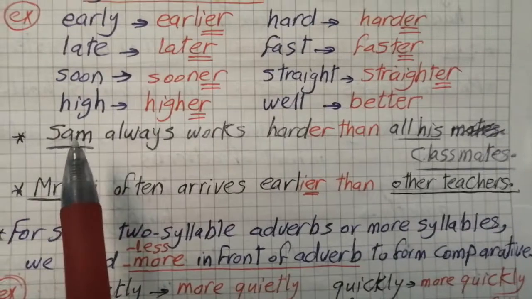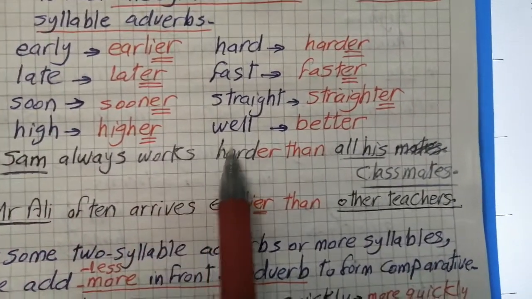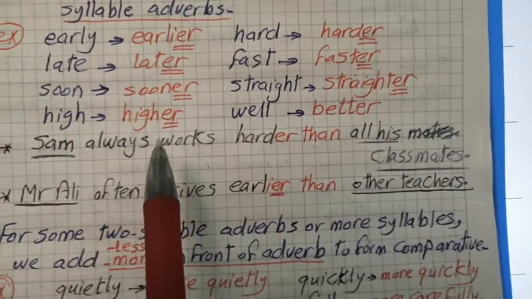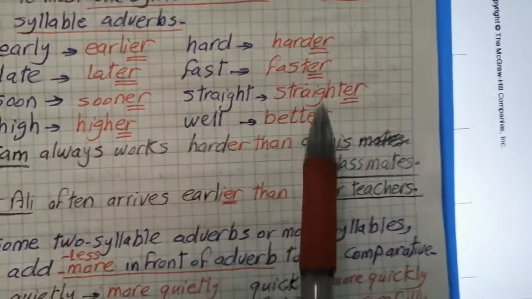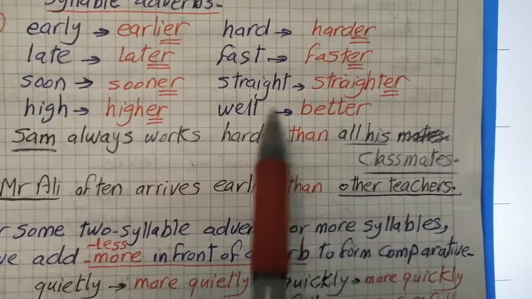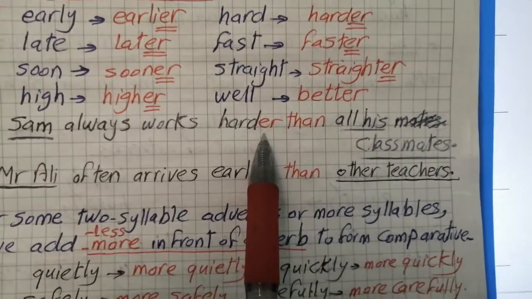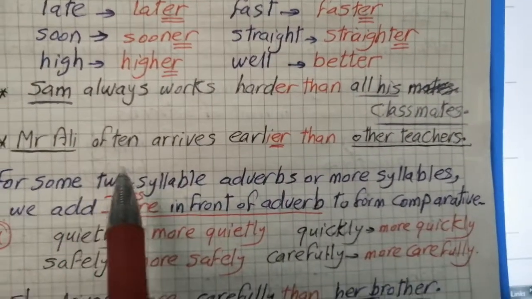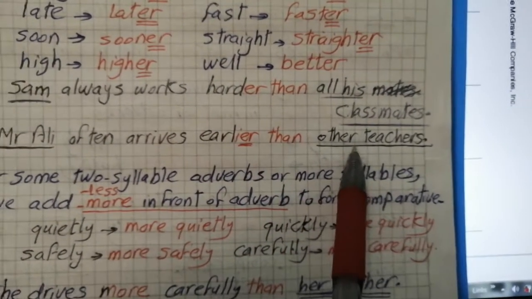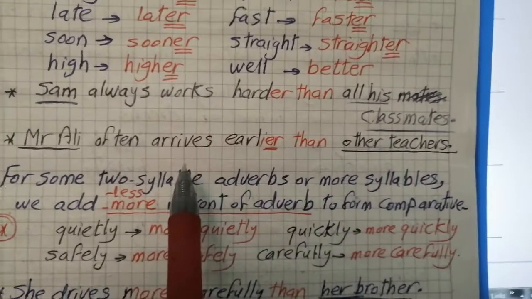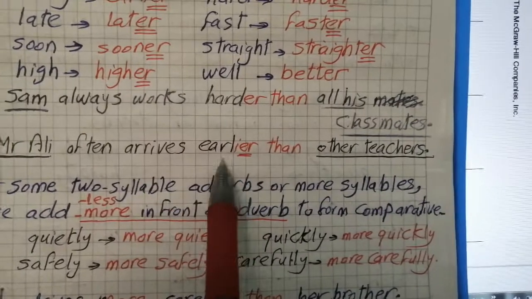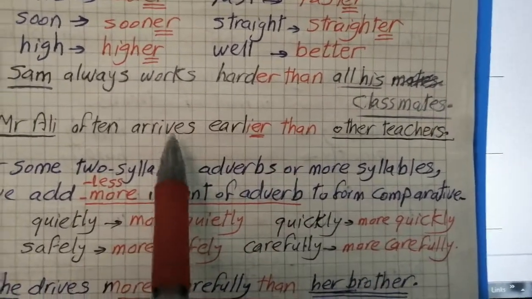For example here, Sam always works harder than all his classmates. I'm comparing the way Sam works and the way all his classmates work. So I'm comparing between two parts here. So harder than, I have just er and the word than. Mr. Ali often arrives earlier than the other teachers. So I'm comparing the time at which Mr. Ali arrives and the other teachers. He arrives earlier than. I'm describing the time he arrives at.